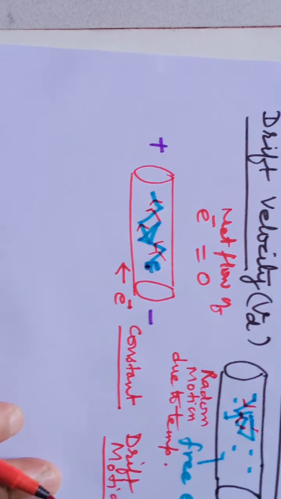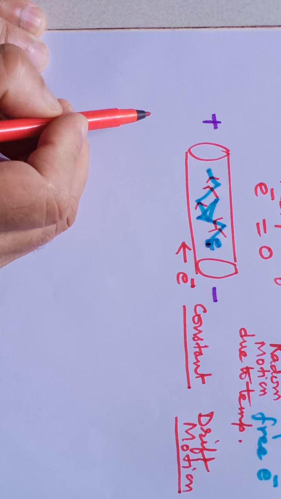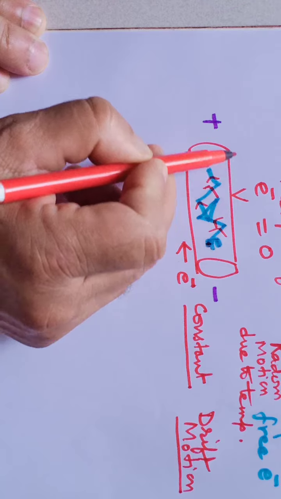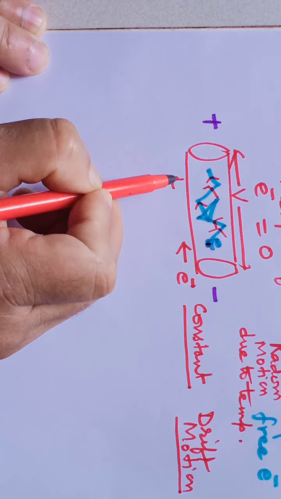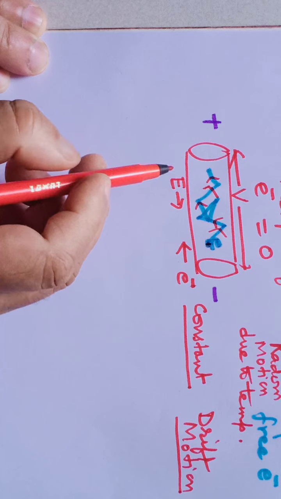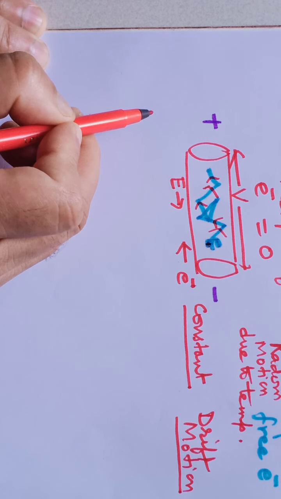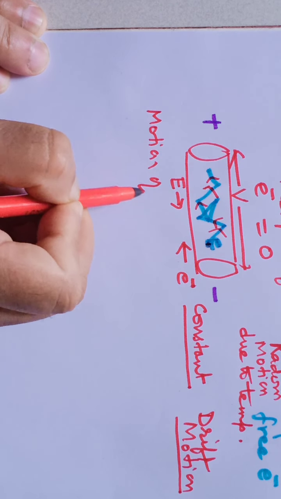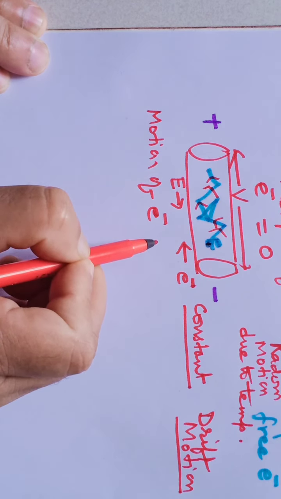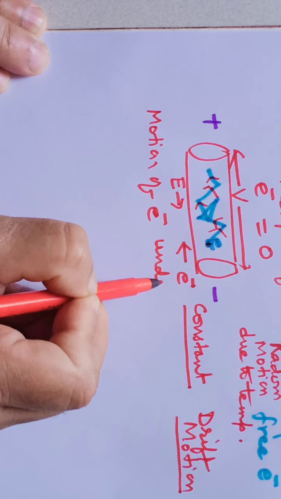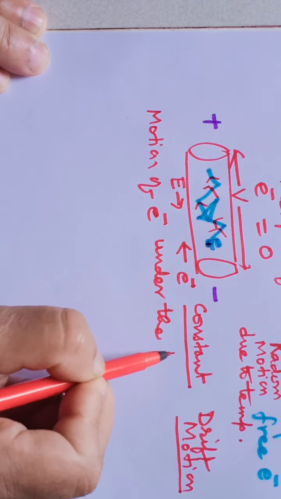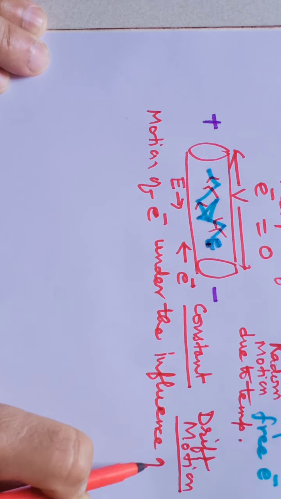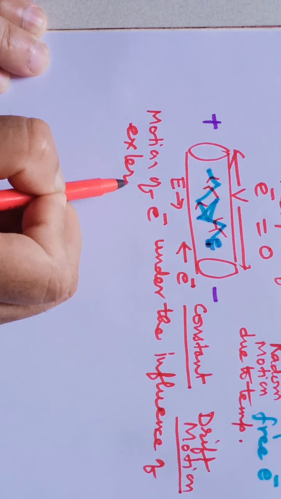So what is drift velocity? Under the influence of external electric field, because this potential difference applied is due to the electric field inside the conductor. So the velocity of electron or motion of electron under the influence of external electric field.